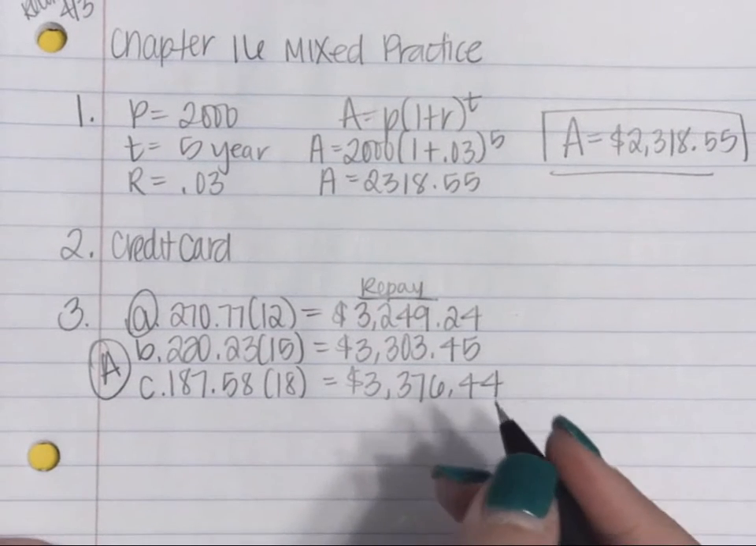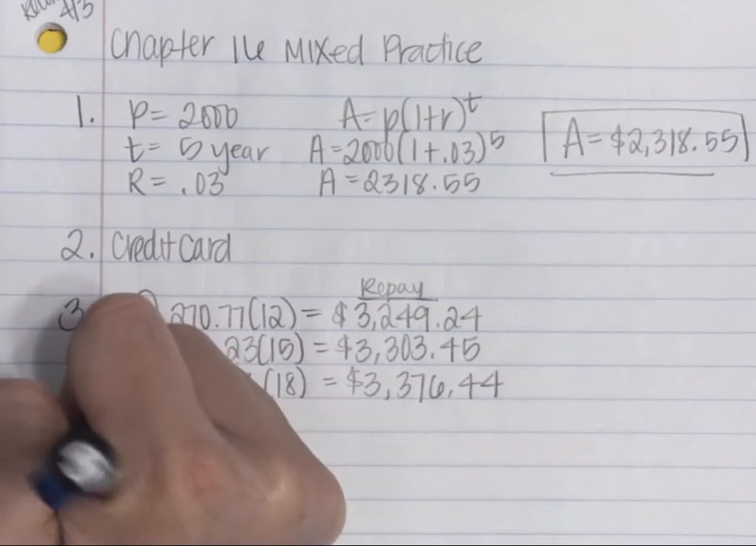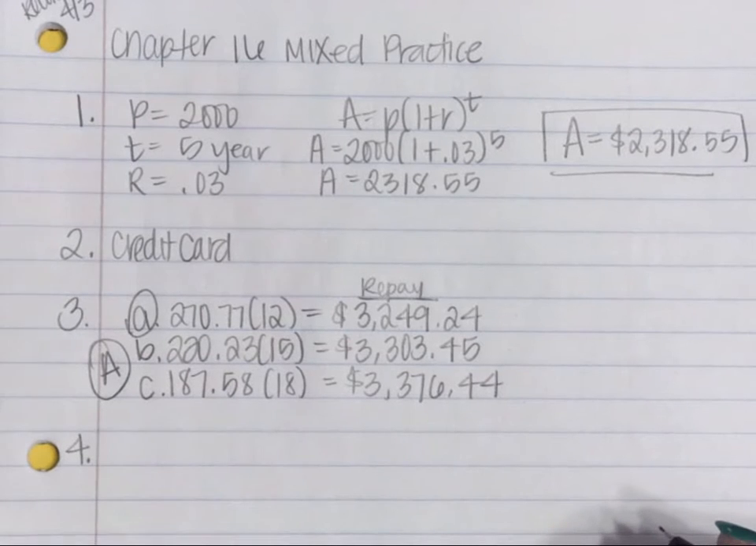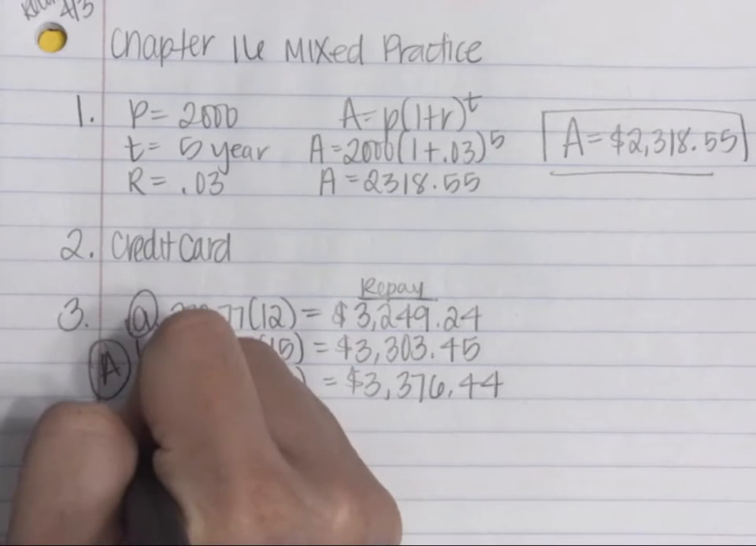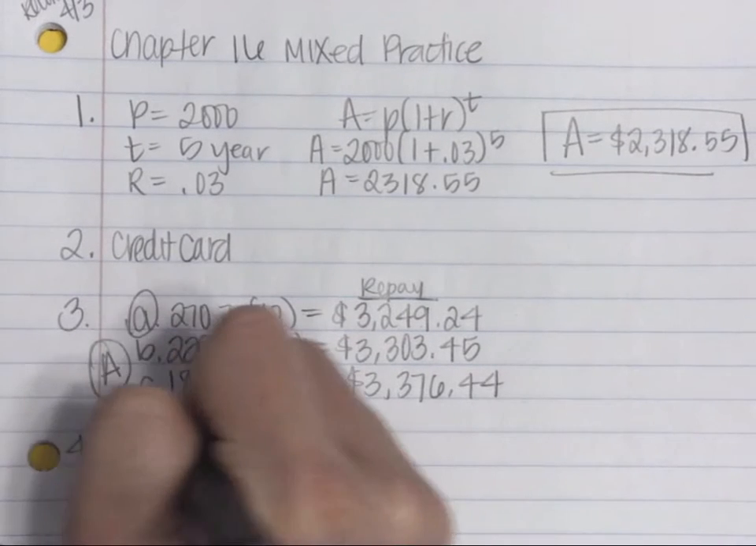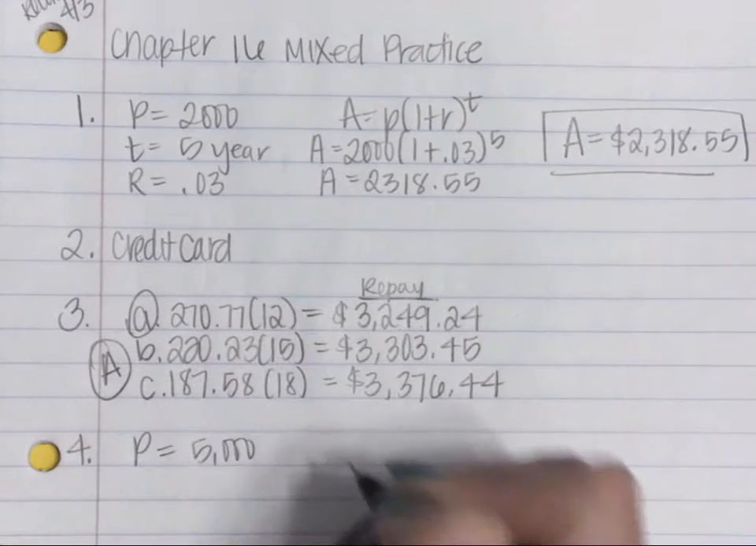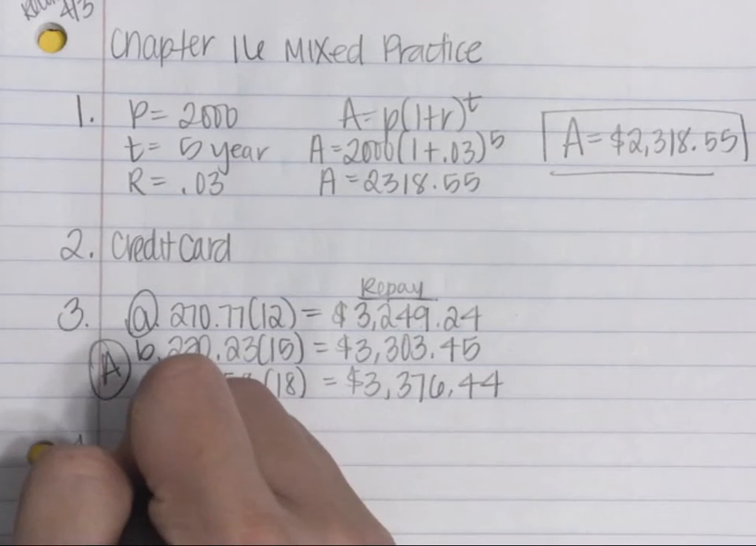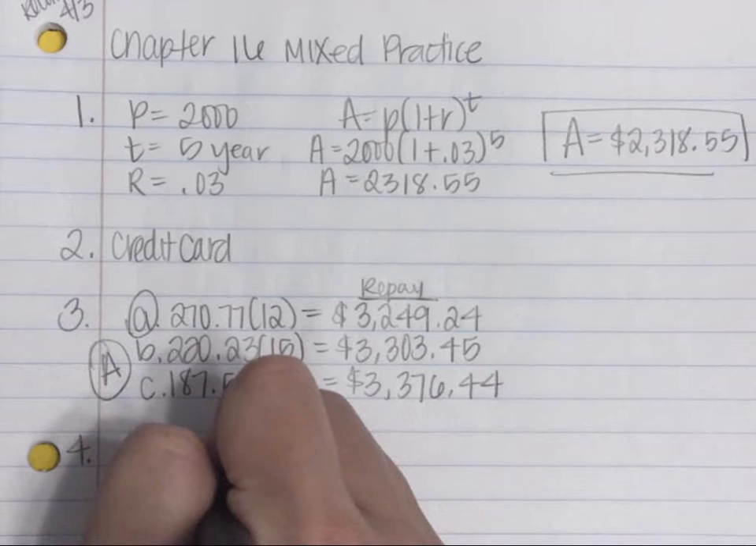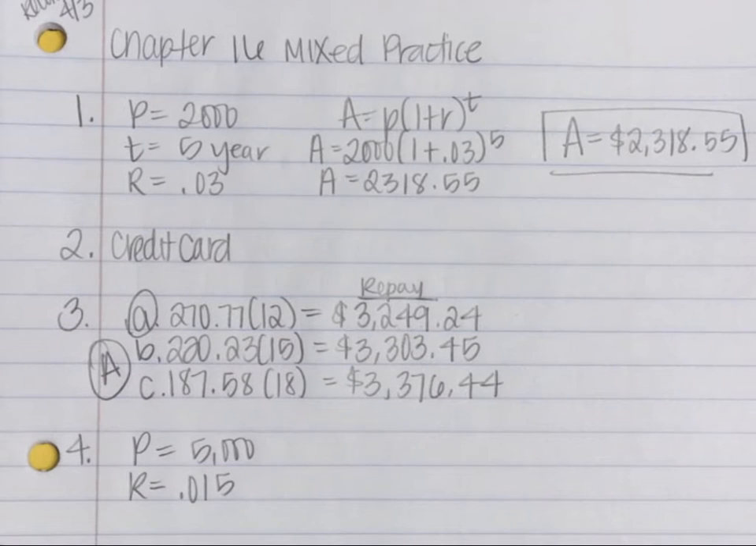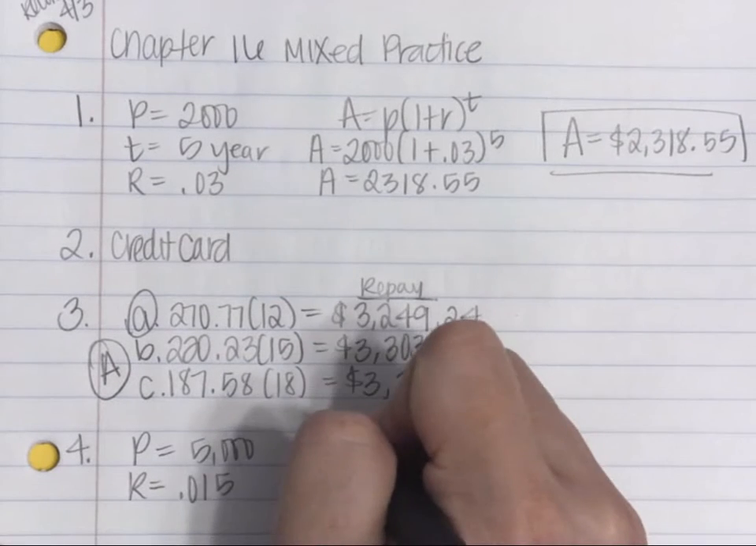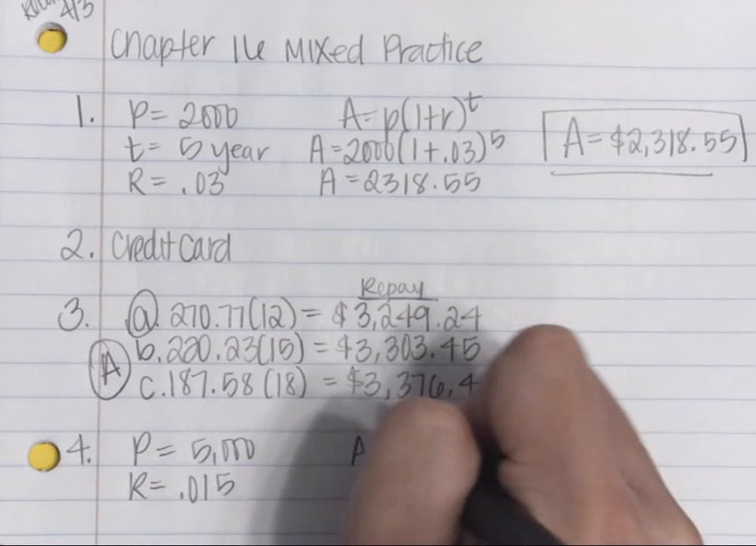Number 4 says that when Josie entered high school, her grandparents put $5,000 in a college fund. The fund earns 1.5% interest compounded annually. So if they're putting $5,000 in their account, that would be a deposit. So that's going to be your principal. It's earning 1.5% interest compounded annually. So that R would be 0.015, and I see compounded annually, so I want to write down my formula.